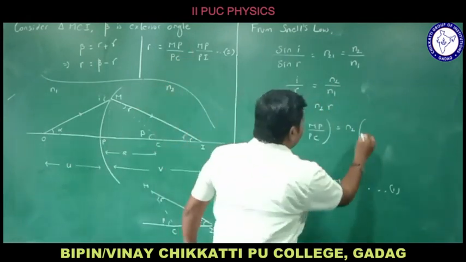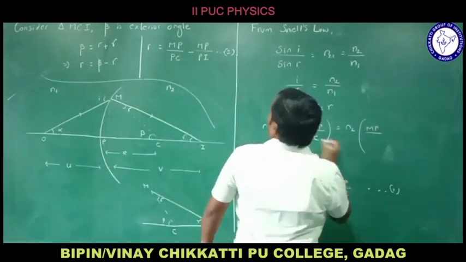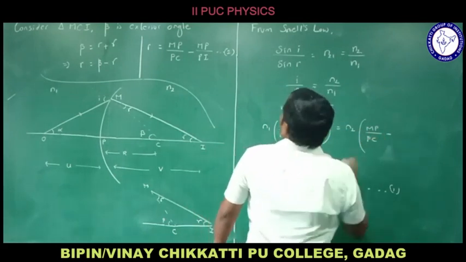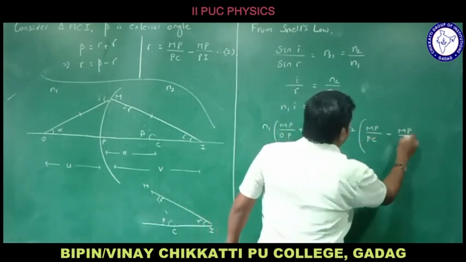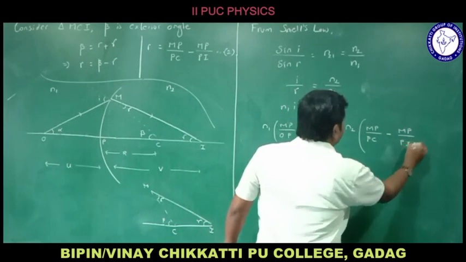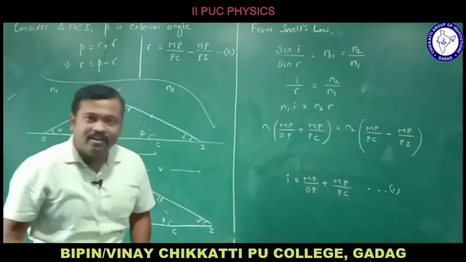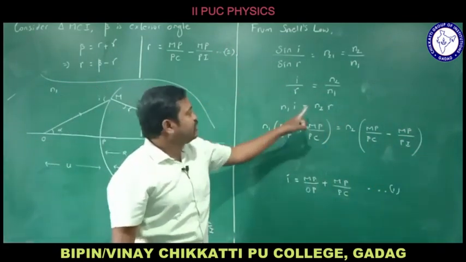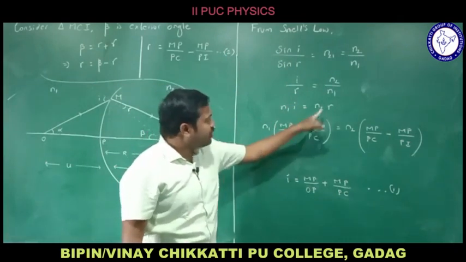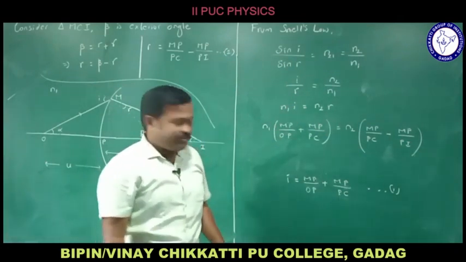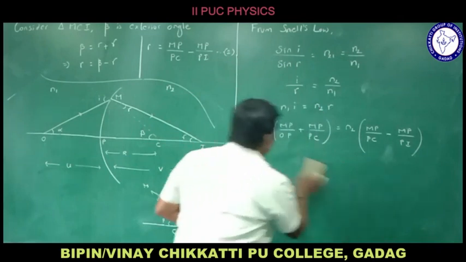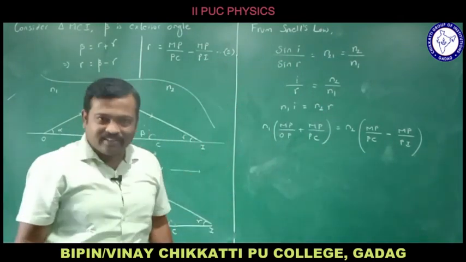What is that second equation? MP divided by PC minus MP divided by, what shall I take now here? PR. Right? Simple. I used Snell's law and I got this equation, cross multiplication, I substitute what is the I value and what is the R value, right? By using this equation 1 and 2, I calculated like this.